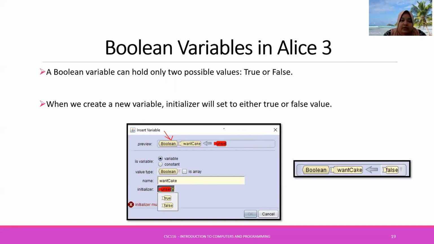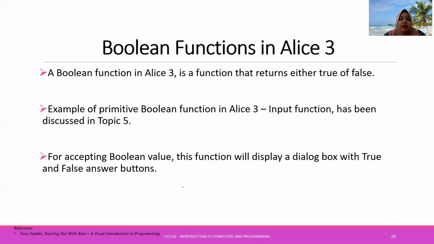Okay, kalau kat sini dia pergi buat initializer dia sebagai false. Okay, ikut awak lah kalau awak nak suka. Kalau awak nak start dia dengan false pun boleh. Okay, a Boolean function in Alice tree is a function that return either true or false. Benda yang sama saya cakap tadi.